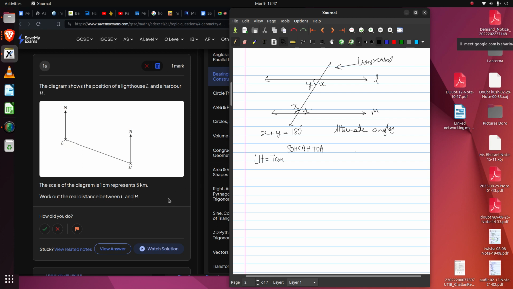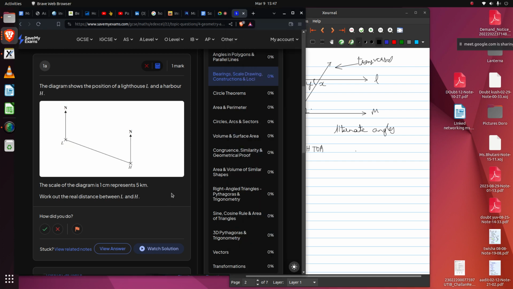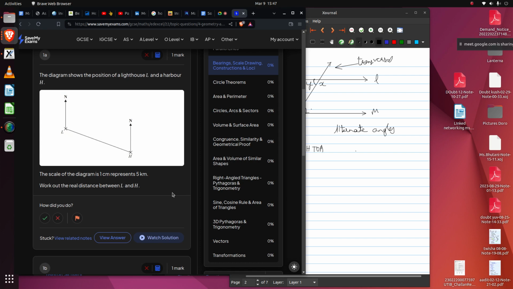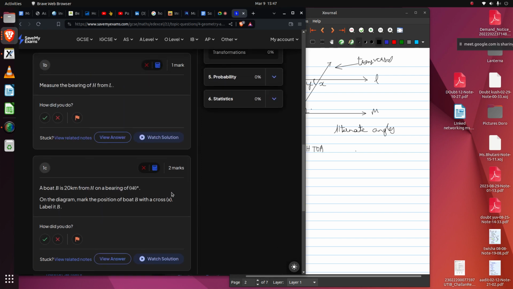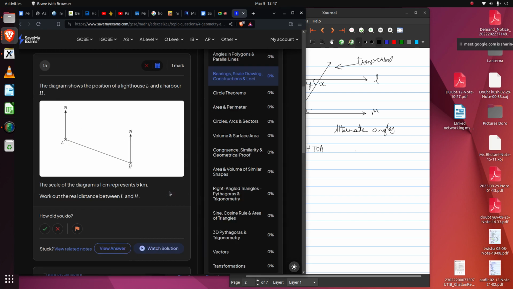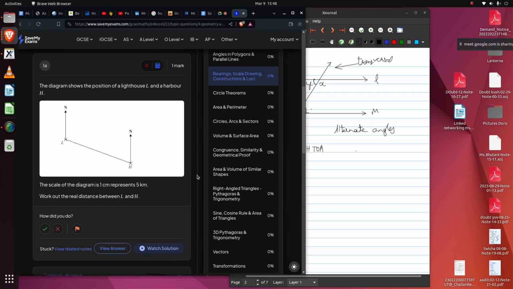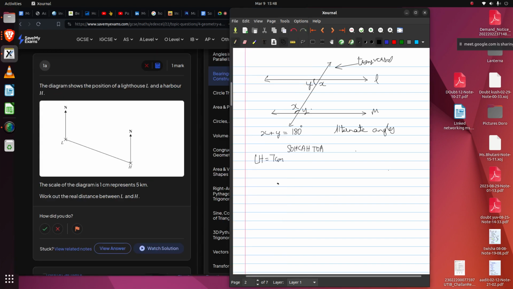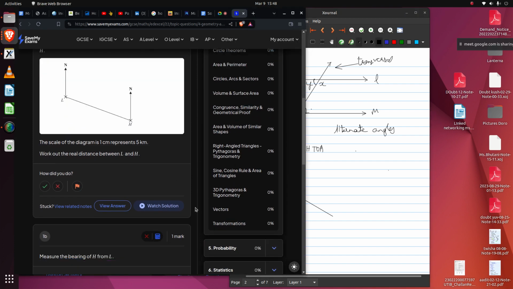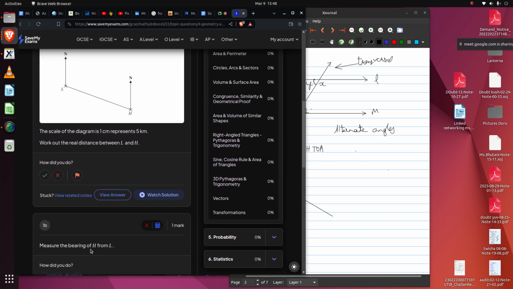All right. So I'll directly come to the bearing part. Bearing of H from L. Measure the bearing. They are telling me to measure it. All right. Mark the position of the port. So, you have to tell me how I will measure what they are asking you here. Look at the 1B part.